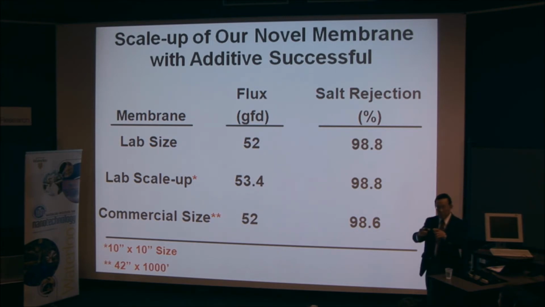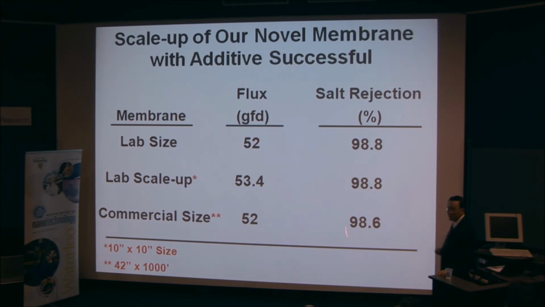We started at laboratory size, which makes about a 3 inch by 3 inch coupon. Then we did what we call laboratory scale-up, making 10 inches by 10 inches. And then we further scaled up to commercial size. We worked with a membrane company; essentially, we rent their production machine to do the scale-up. This is about 42 inches wide, and we made 1,000 feet.